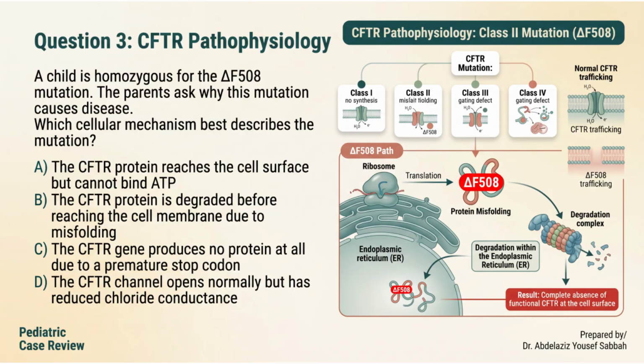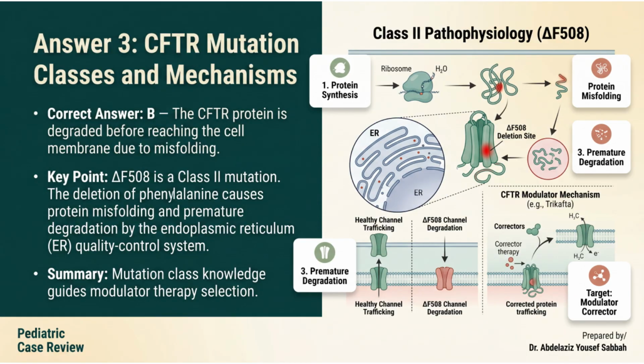Question 3. A child is homozygous for the delta F508 mutation, and the parents ask why this mutation causes disease. Which cellular mechanism best describes the mutation? Option A, the chloride channel protein reaches the cell surface but cannot bind adenosine triphosphate. Option B, the chloride channel protein is degraded before reaching the cell membrane due to misfolding. Option C, the gene produces no protein at all due to a premature stop codon. Option D, the channel opens normally but has reduced chloride conductance. The correct answer is option B.